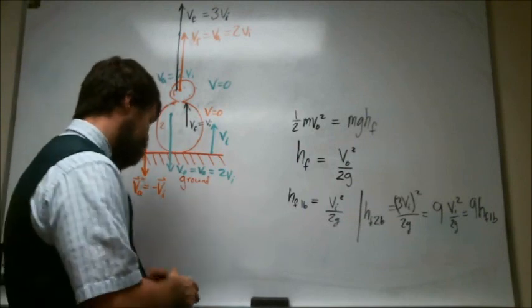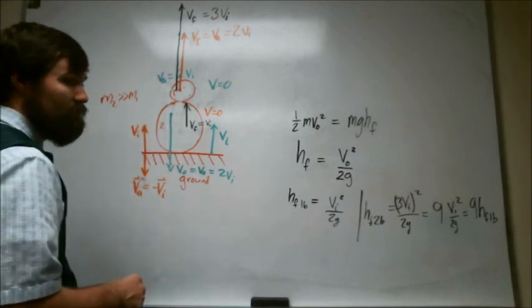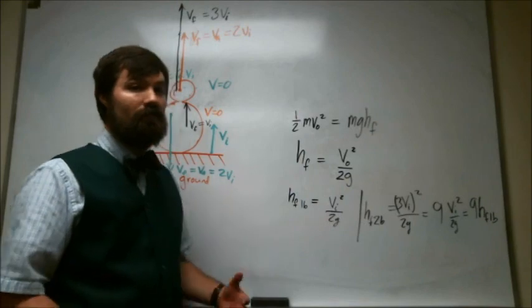So that means that the second ball, if all these collisions are elastic, should bounce 9 times as high as it would have just being dropped on the ground.